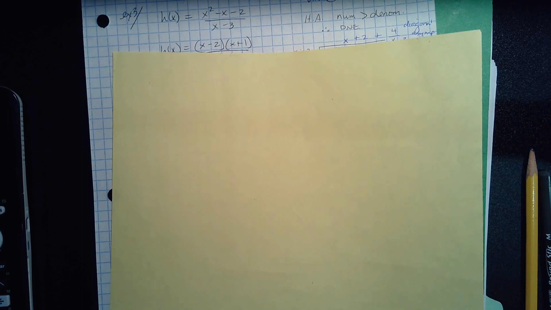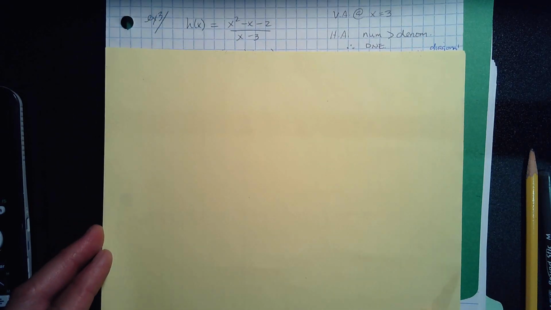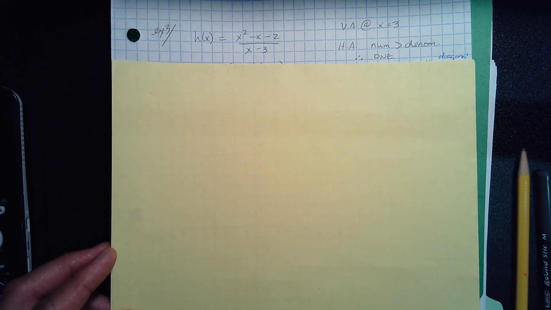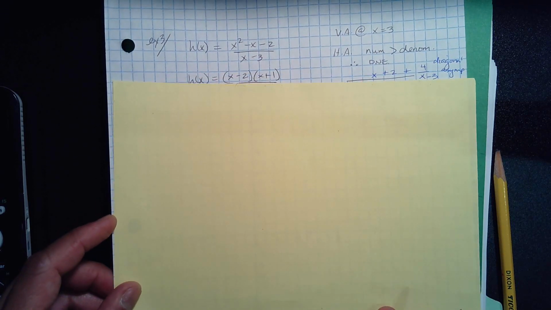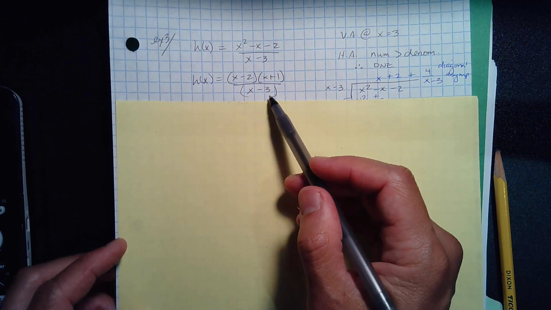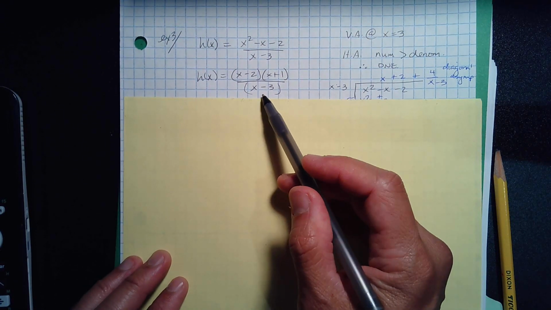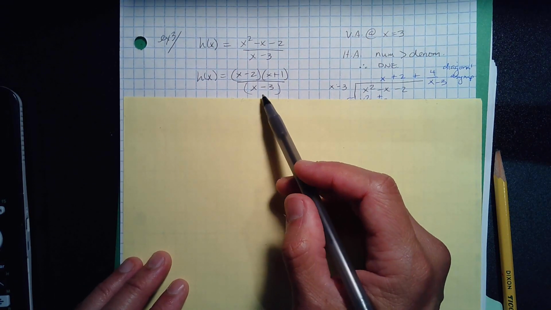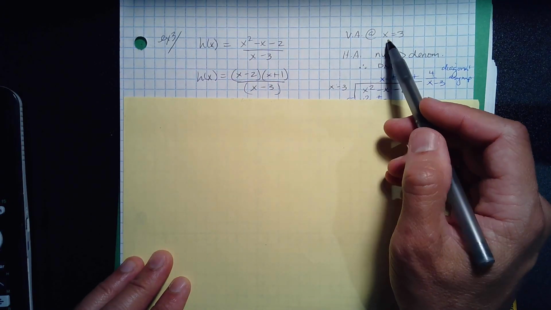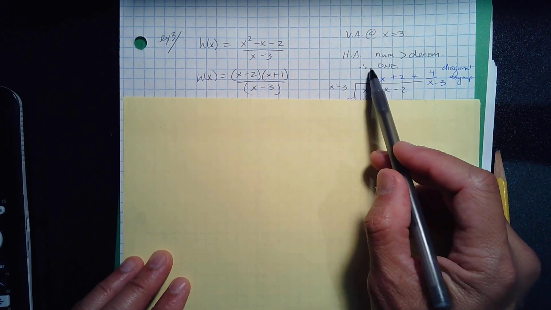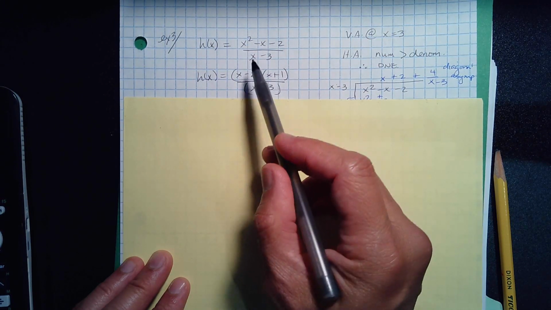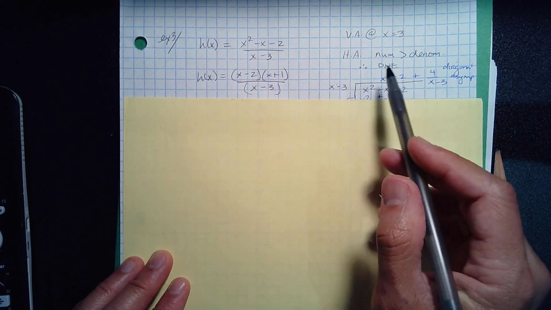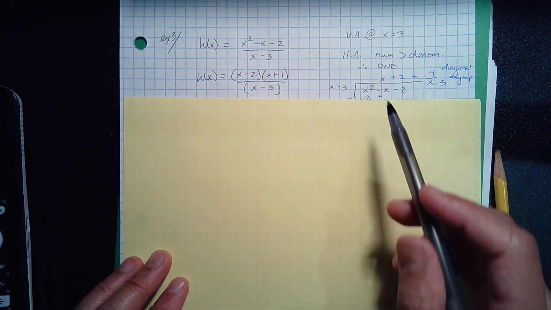And example 3, we now have h of x equals x squared minus x minus 2 all over x minus 3. We're factoring, there's nothing we can reduce. So again, the vertical asymptote, look at the denominator. X equals 3 is your vertical asymptote. Horizontal asymptote, well, the degree in the numerator is greater than the degree in the denominator. Therefore, the horizontal asymptote does not exist.